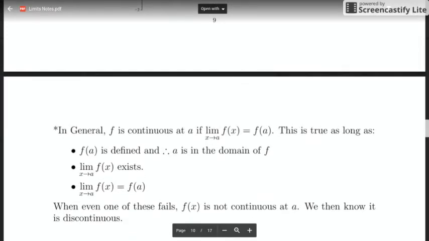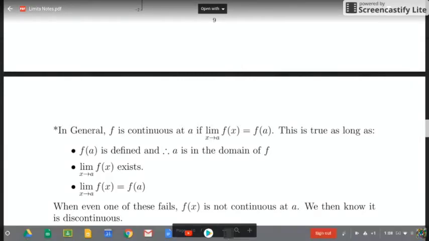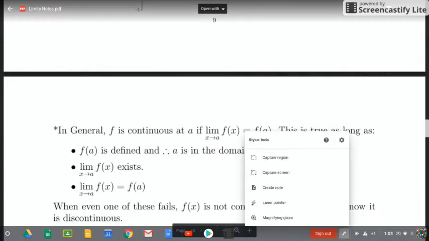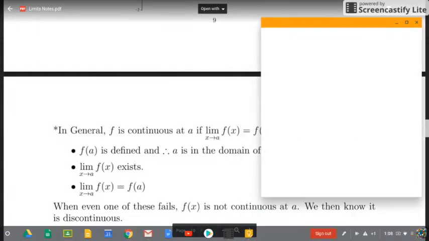Now, let me go through and show you something here. I'm going to draw a quick picture here so that you can see how this works, because it is possible that the limit exists, but the function doesn't. So let's say you had a graph here.